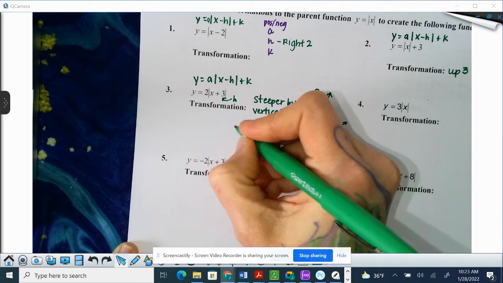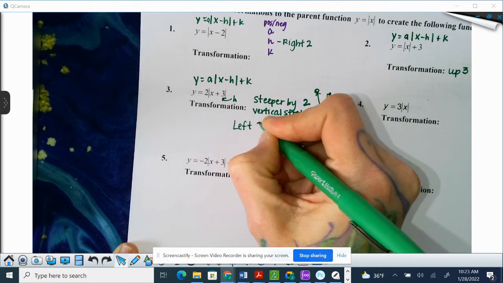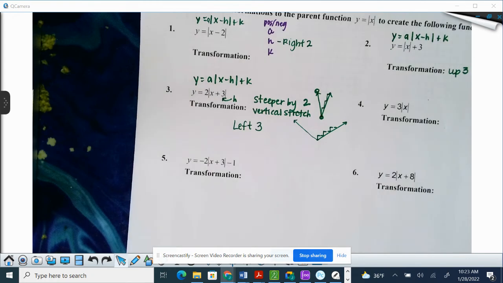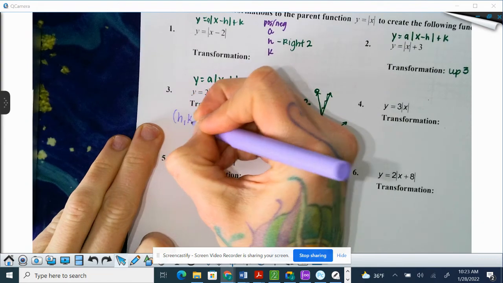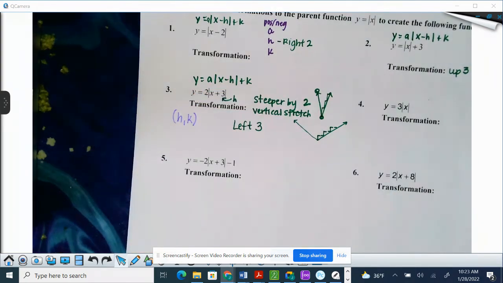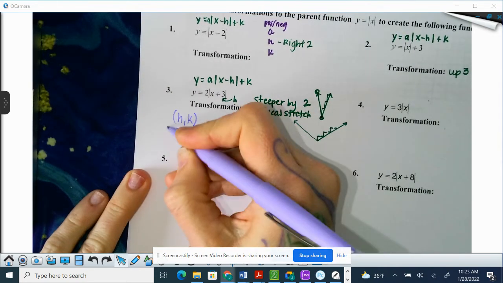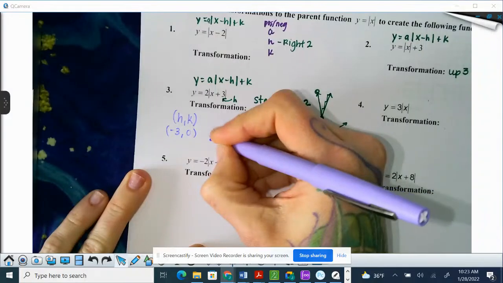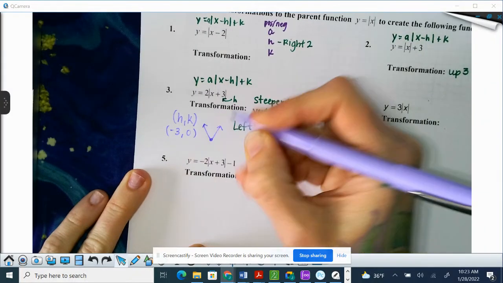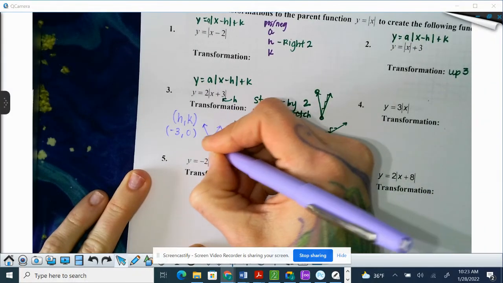When you are looking at graphs, it will be helpful for you to remember that (h, k) is your vertex. So if you're looking at where it went on the graph, I know that my H value is -3 and my K value is 0, so it's non-existent. So I know that point for my absolute value function is going to be sitting at (-3, 0).